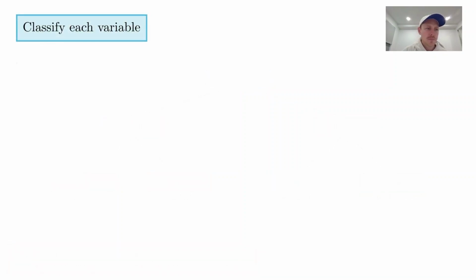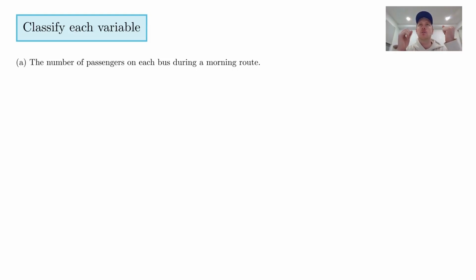Okay, so we're just going to do a little quiz here. So pause along as we go here. So the number of passengers on a bus during each morning route. You've got to think to yourself, is it categorical or numerical? And hopefully you're agreeing that it's numerical.